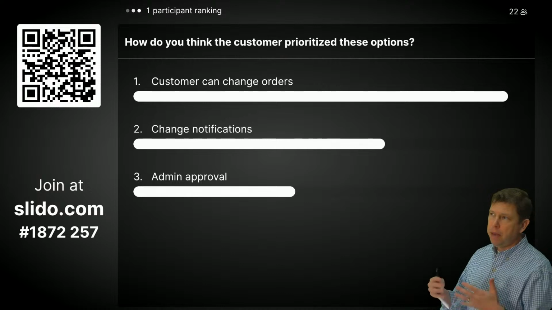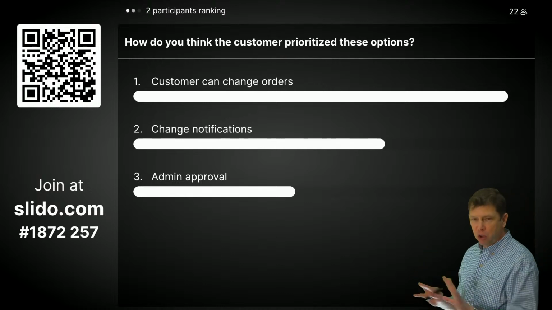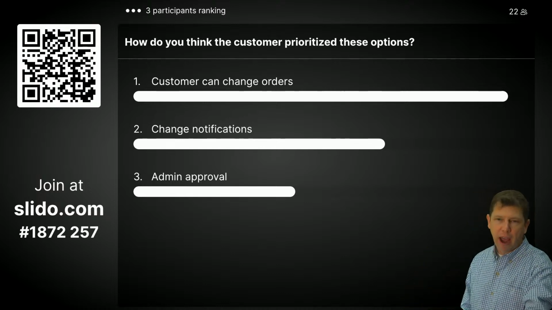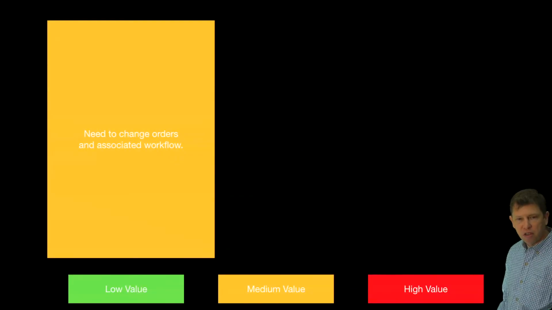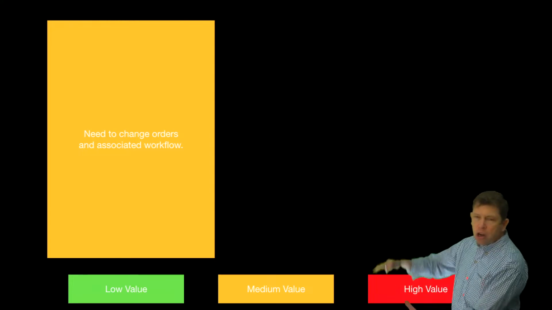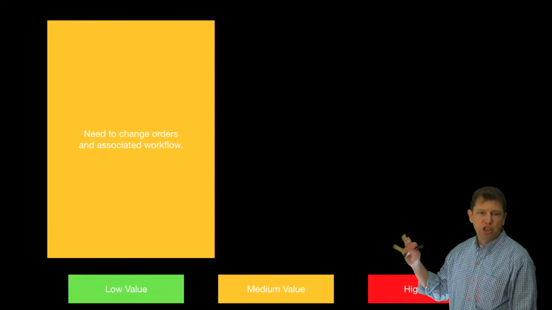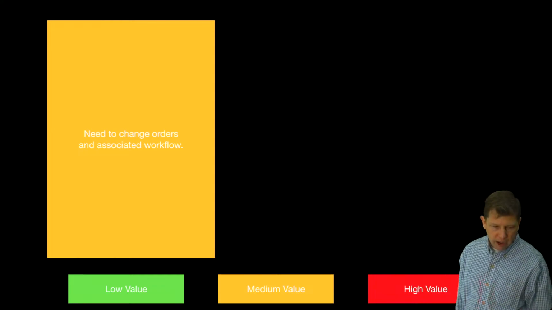Now, the people that we were working with were the admins, but the only reason they were doing this was to try to make their customer happy. So that's what we were focused on, that's what we were trying to look at delivering first. So the monolithic story here needs to change orders and all the workflow around that.